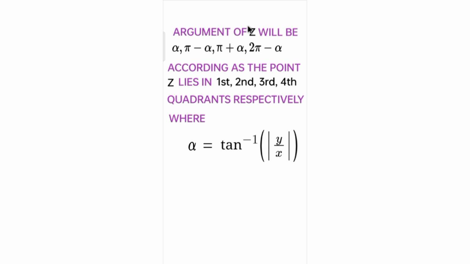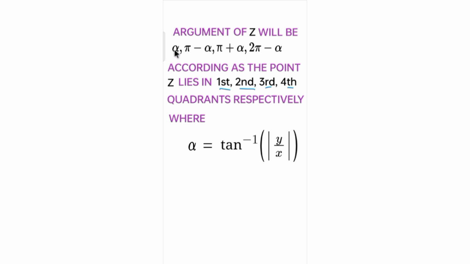So the second basic concept: the argument of z will be alpha, pi minus alpha, pi plus alpha, or 2 pi minus alpha, according as the point z lies in the first, second, third, or fourth quadrant respectively, where alpha is defined as tan inverse of mod of y by x. As you can see, it may belong to the first, second, third and fourth quadrants respectively.